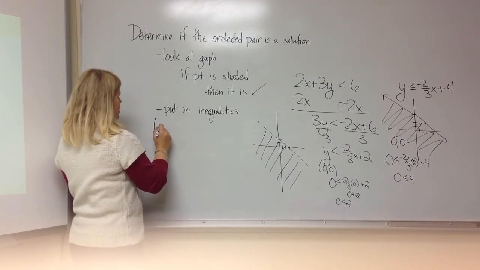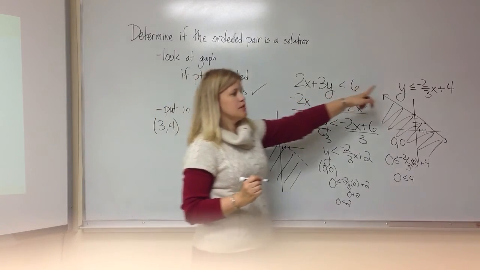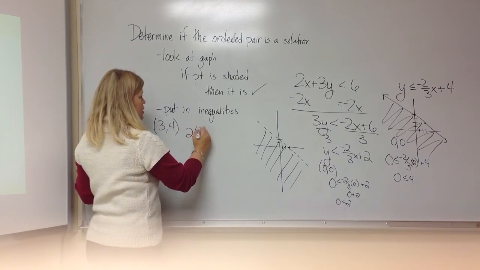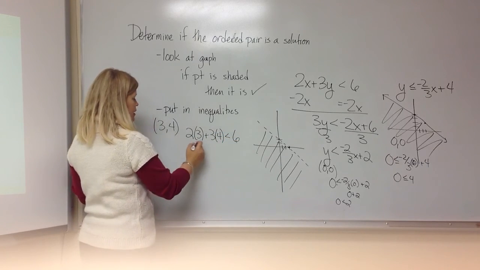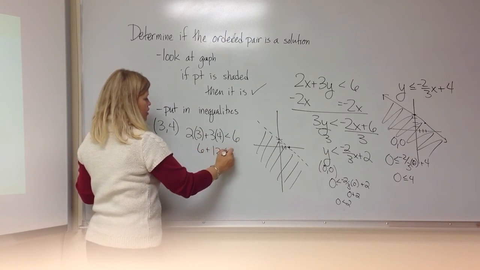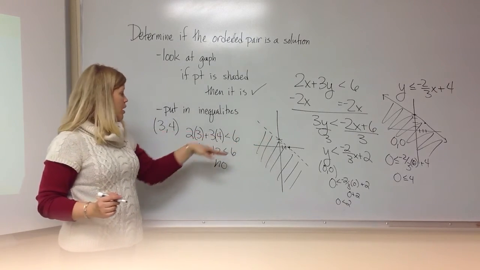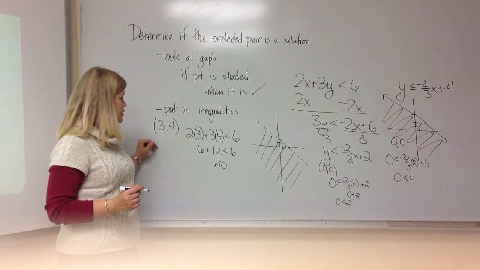The other thing is I might give you a point like, what am I going to give you? I'm going to give you the point (3, 4). And I'm going to see if it's a solution to this system. So 2 times 3 plus 3 times 4, is that less than 6? Well, 6 plus 12, is that less than 6? No. So if it's not for 1, you know it can't be a solution to the system.